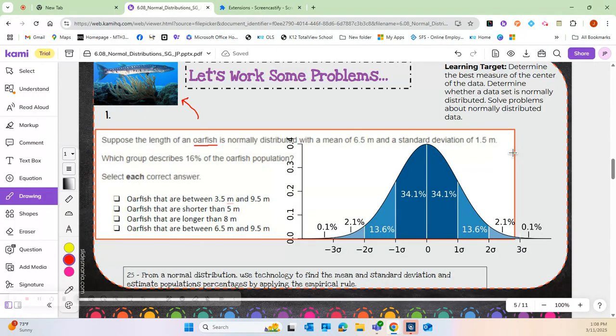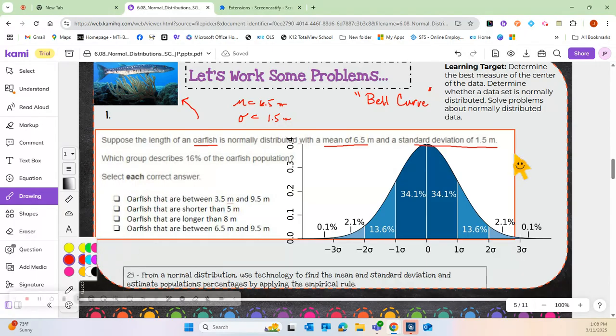By the way, this graph could also be called a bell curve. It's kind of a slang term. So normal distribution or bell curve. And the mean is 6.5 and the standard deviation is 1.5. Both of these are meters. So mean is 6.5, standard deviation 1.5.